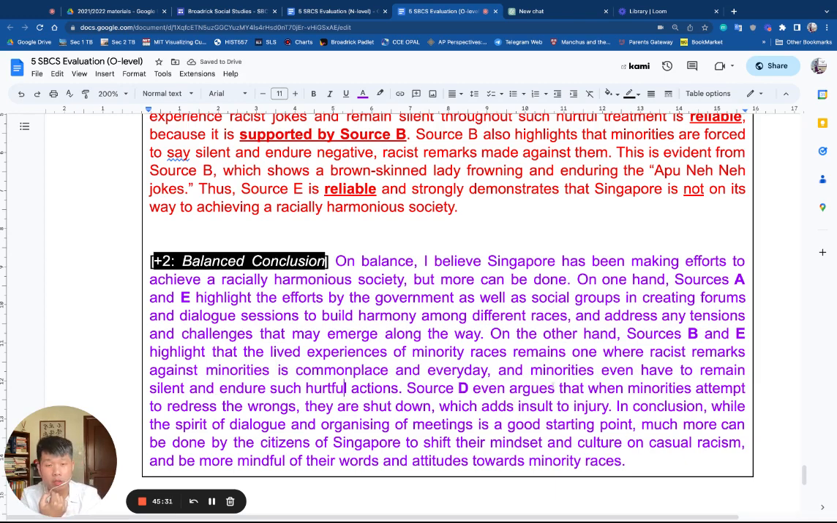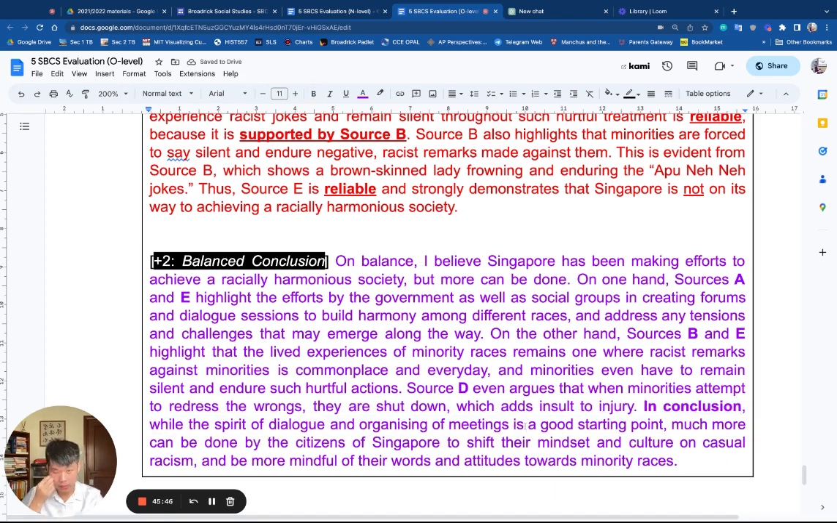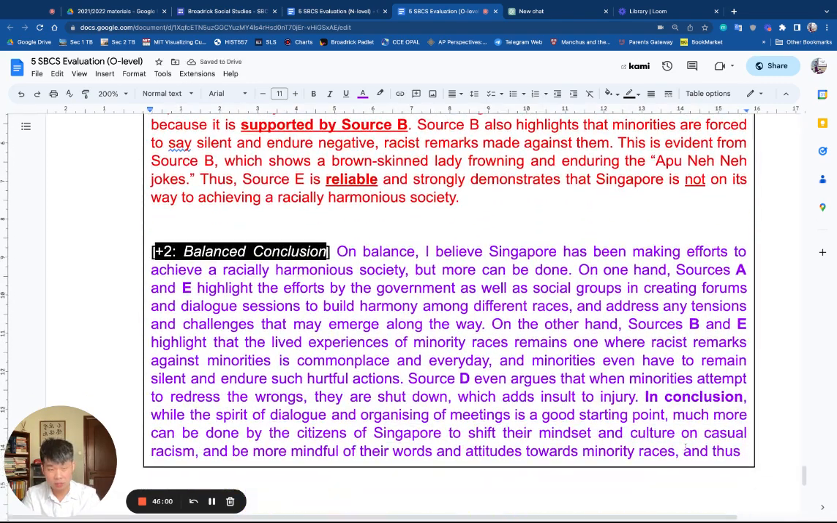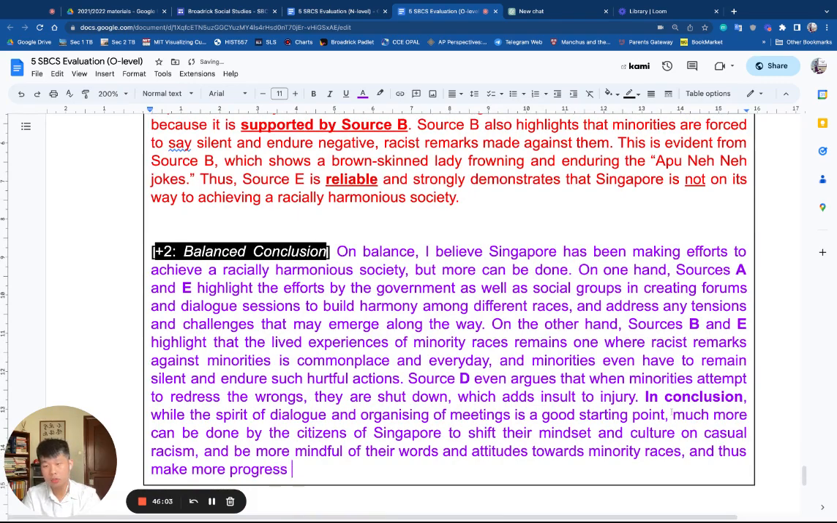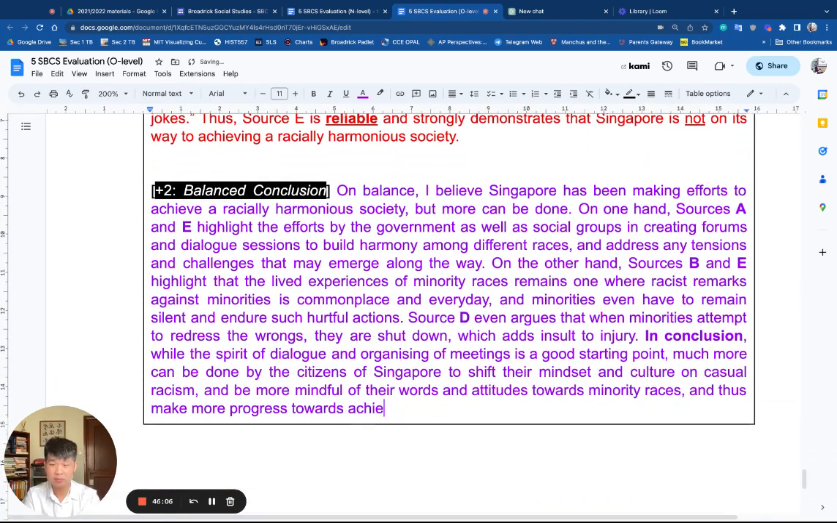Minorities even have to remain silent and endure such hurtful actions. Source D even argues that when minorities attempt to redress the wrongs, they are shut down, which adds insult to injury. In conclusion, while the spirit of dialogue and organizing of meetings is a good starting point, much more can be done by citizens of Singapore to shift their mindset and culture on cultural racism, be more mindful of their words and attitudes towards minority races, and thus make more progress towards achieving a racially harmonious society. So this would be an example of a balanced conclusion.